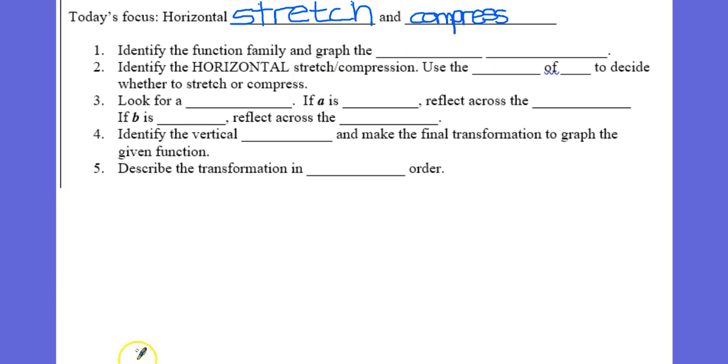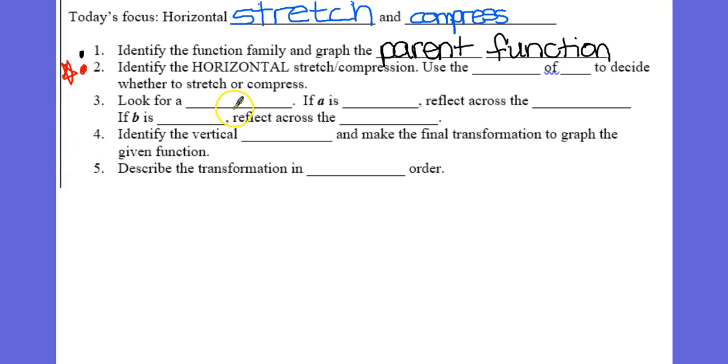So our step process is this. Step 1, we're going to identify the function family and graph the parent function. Why do we graph the parent function? Because it's the easiest to graph. That's right, because it's the easiest to graph. It gives us the basic shape. It's the graph that we're going to transform. It's our starter graph.